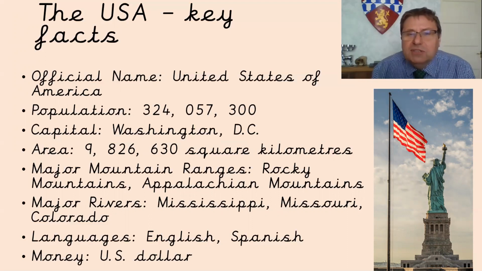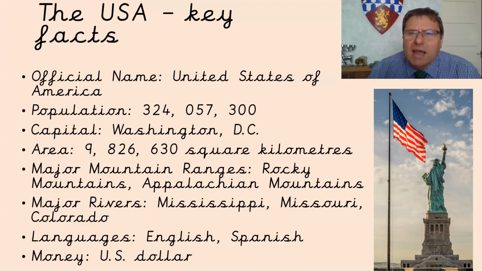It has major mountain ranges, the Rocky Mountains and the Appalachian Mountains. There are two really big mountain ranges in the United States, and it has three massively big rivers, the Mississippi, the Missouri, and the Colorado. It does have a lot of other, smaller rivers, but those are the three big ones.